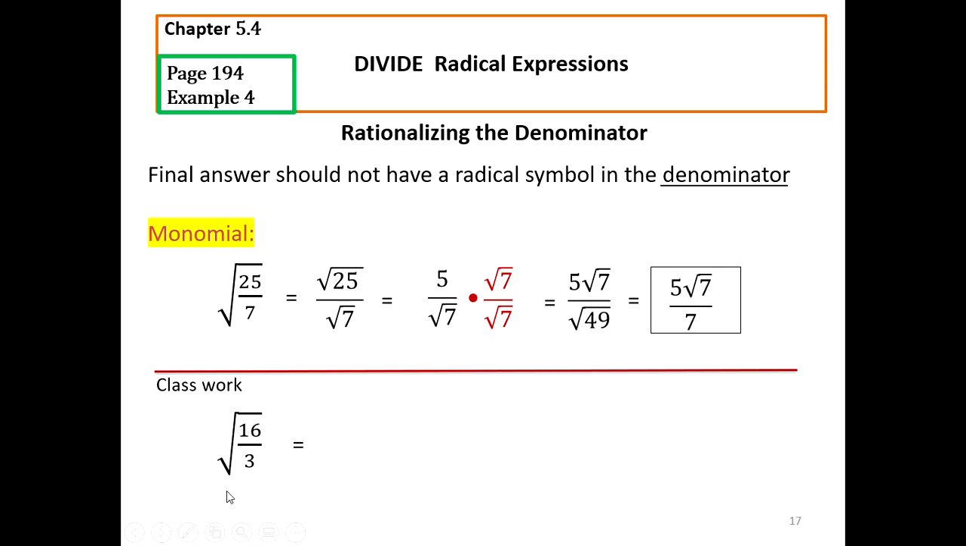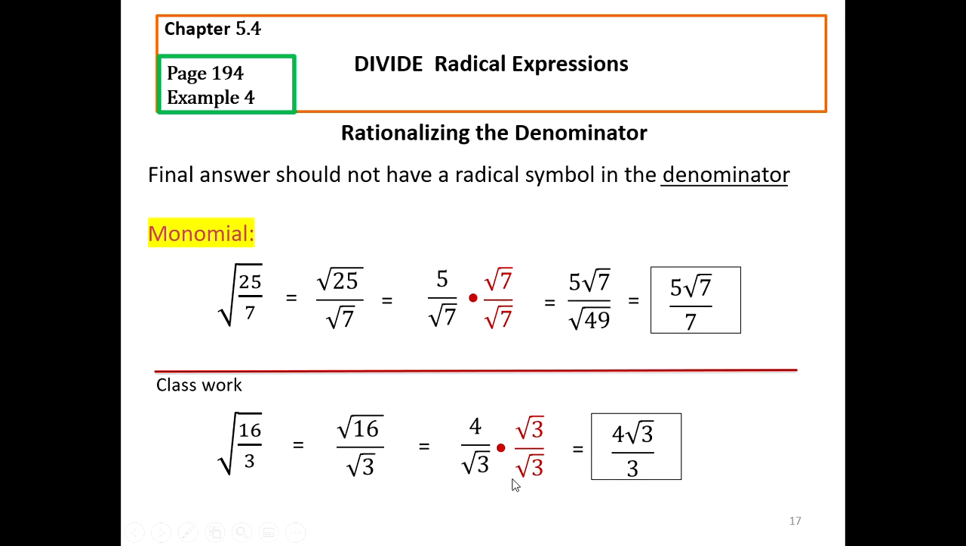We have the square root of 16 over 3. Work the problem. Square root of 16 is 4 over square root of 3. Now we can't have the square root here. So we take this and we multiply it by itself. Same thing. Not just the 3, but the square root of 3. So the numerator is 4, square root of 3. This would really multiply to be 9, and square root of that would be 3. Going on.